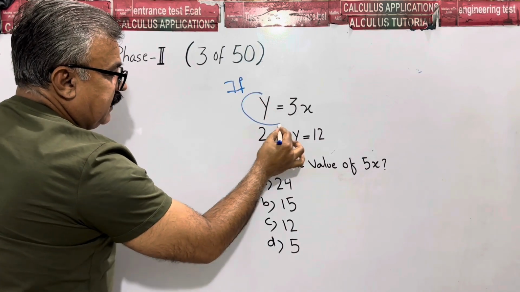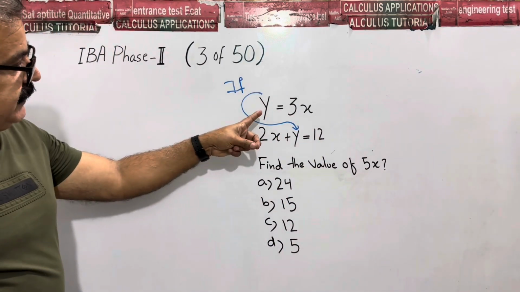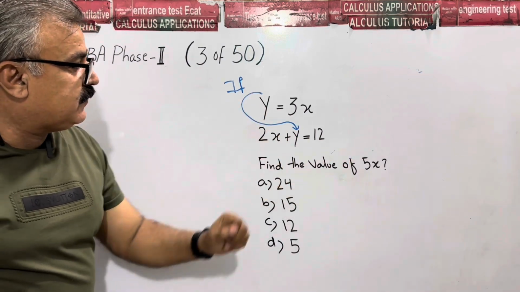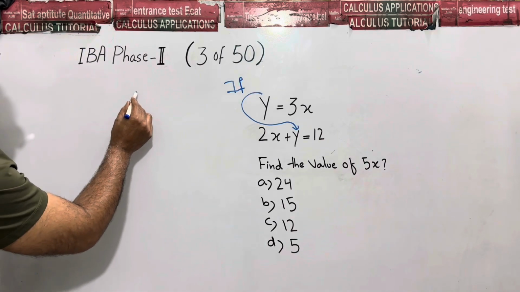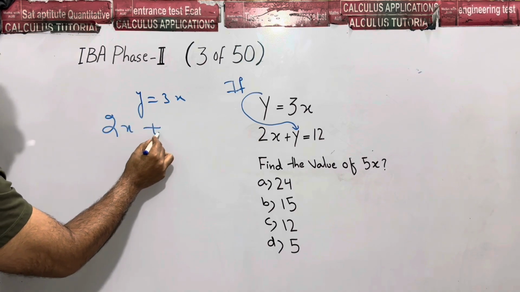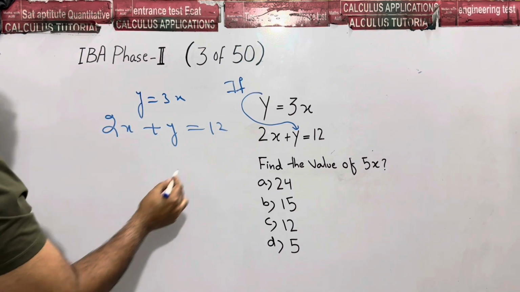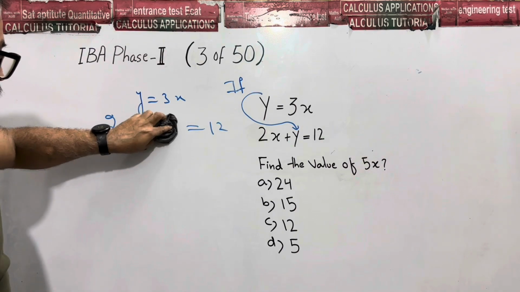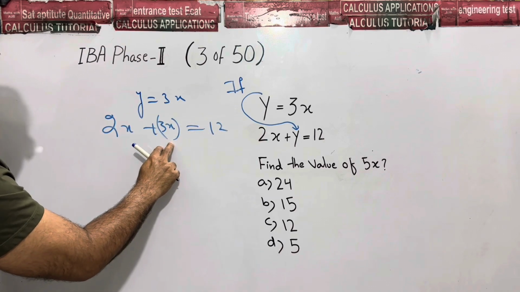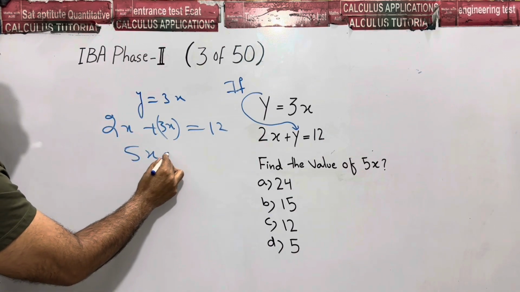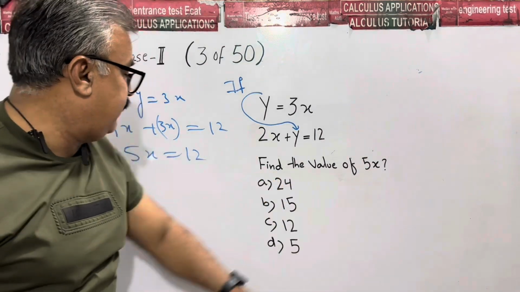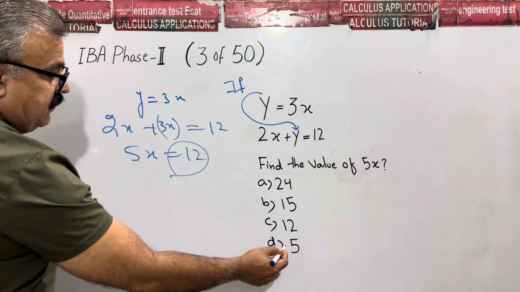Instead of y, write 3x here. We are asked to find the value of 5x. So y is equal to 3x is equation number 1. Our second equation is 2x plus y is equal to 12. Instead of y, I have written 3x. 2x plus 3x will become 5x. And we are asked to find the value of 5x. So the value of 5x is 12.